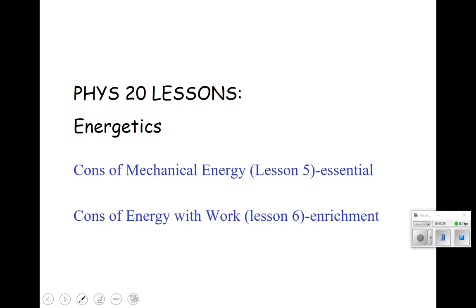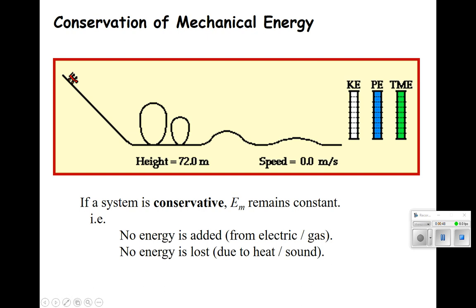And then on the enrichment side of things, we're going to look at our conservation of energy with work. That's lesson 6, and I'm just going to add it in here. We're going to do a very quick version of it, and if you don't want to check that one out, that's okay. We need to do lesson 5. You might want to do lesson 6. Okay, let's jump into it.